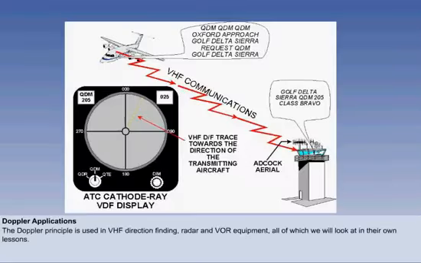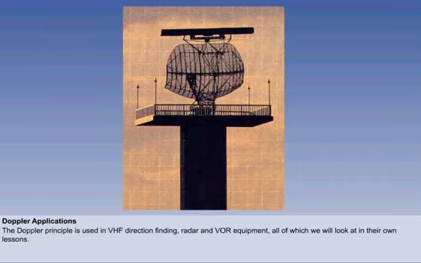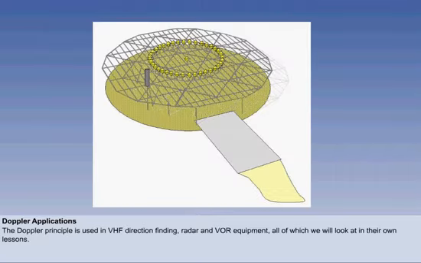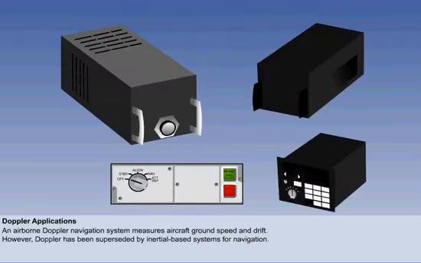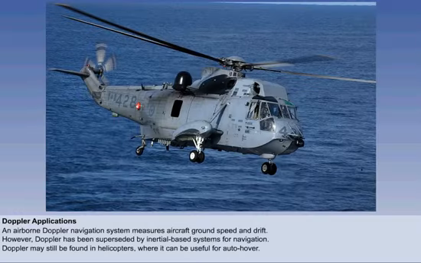The Doppler principle is used in VHF direction finding, radar and VOR equipment, all of which we will look at in their own lessons. An airborne Doppler navigation system uses this principle to measure aircraft ground speed and drift. However, this is old-fashioned technology now, and airborne Doppler has been superseded by inertial-based systems for navigation. Doppler may still be found in helicopters, where it can be useful for auto-hover.